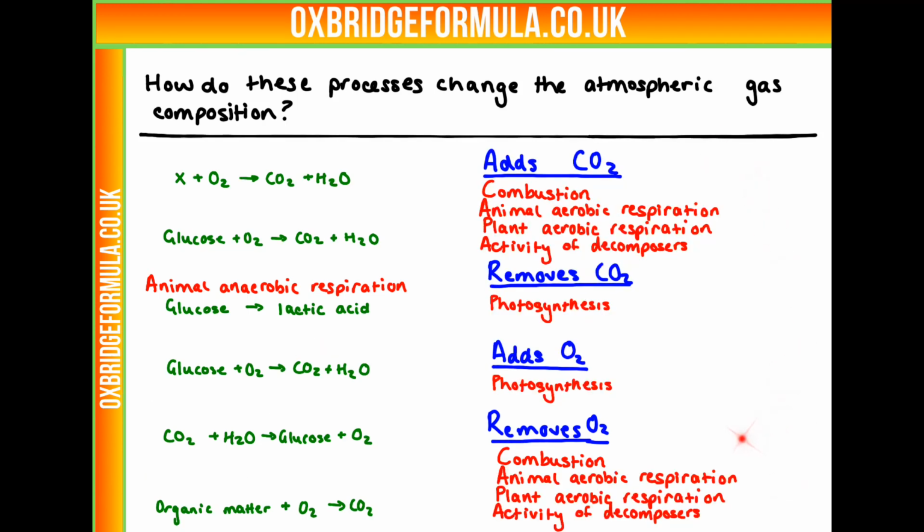So I've filled out our table here. With our animal aerobic respiration, that's this equation, we can see we're taking in oxygen and releasing carbon dioxide. So it's adding CO2, removing O2. And that's exactly the same for our plant aerobic respiration. Then we've got the opposite case in photosynthesis, that's removing CO2, adding O2. And then for our decomposition, our organic matter is taking in O2 for decomposition and releasing CO2. So that's the top and bottom categories there.